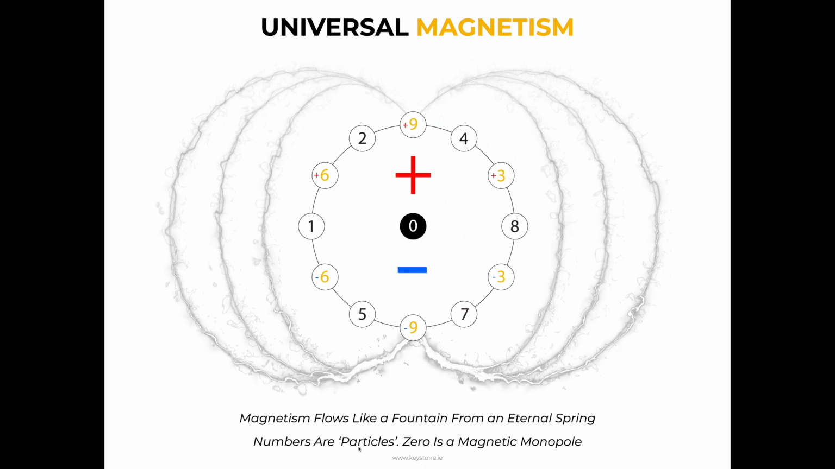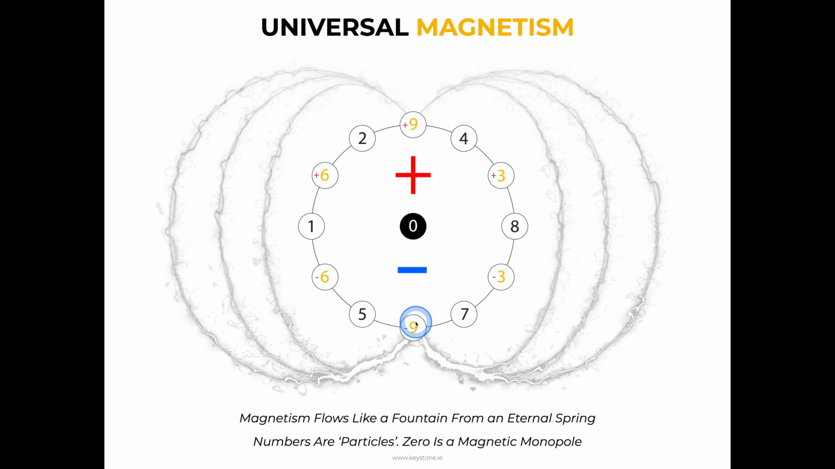Numbers are particles. They are mind particles. Numbers are more fundamental than energy. If you accept the Big Bang Theory that all energy was created from a 0 point, then 0 came first. 0 is a magnetic monopole.